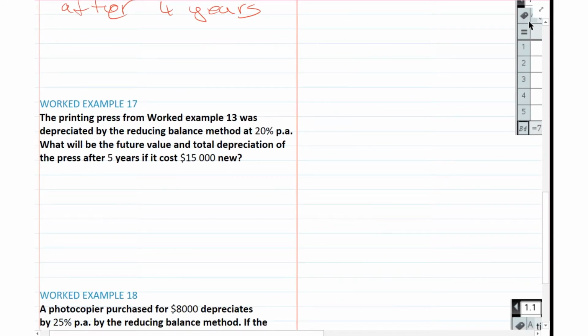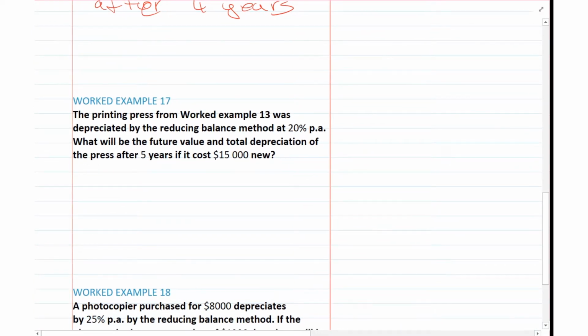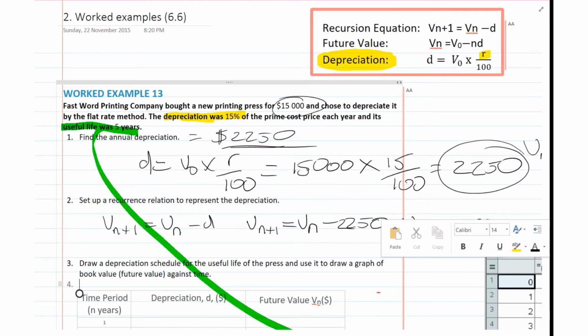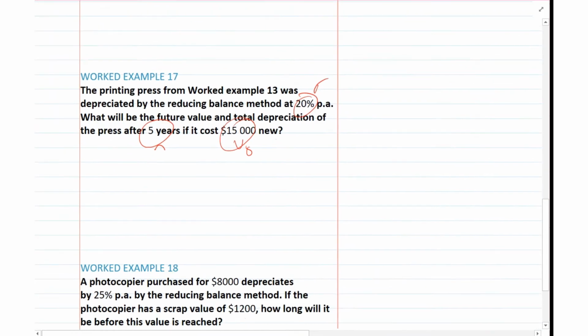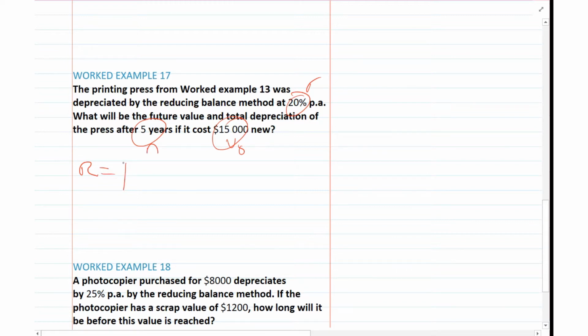Okay. Worked example 17. The printing press from worked example 13, from memory this one here, was depreciated by the reducing balance method at 20% per annum. What will the future value be and the total depreciation of the press after 5 years if it cost 15 grand new? So V0, R, and this is giving you a time frame of N. Let's calculate our R first. R is going to be 1 minus r over 100, so 1 minus 0.2. That's going to be 0.8.